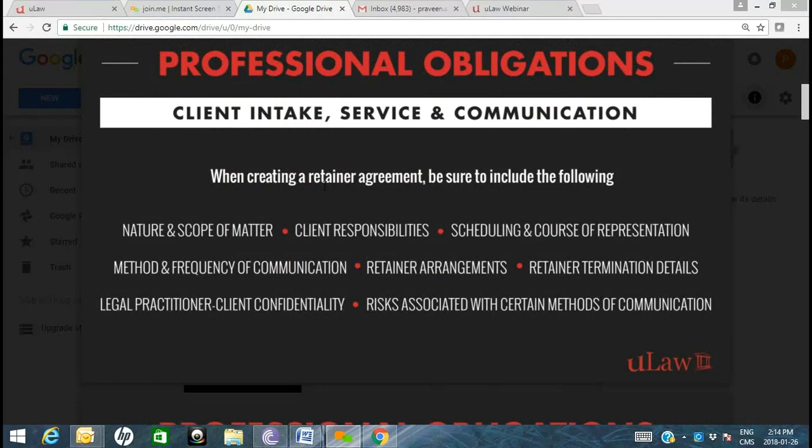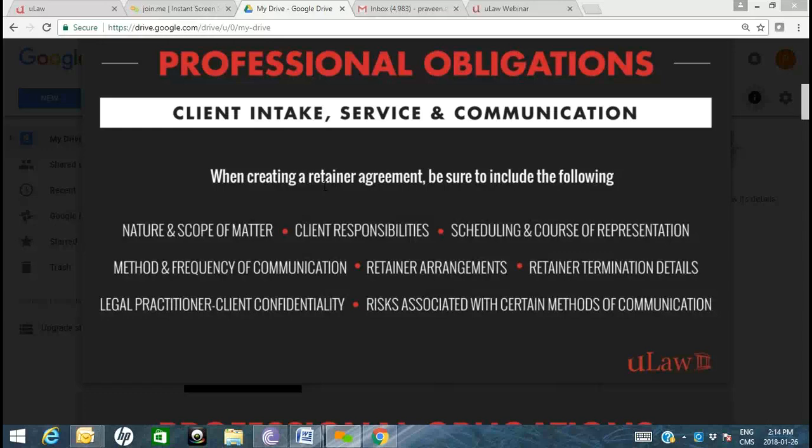Most importantly, the nature and scope of the matter. Okay, so you truly want to outline whether this is a POA, HTA, small claims matter, a criminal matter, a family law divorce matter, the Wilson estate, whatever the nature and scope of that matter is. You want to outline that well within that retainer or engagement letter.